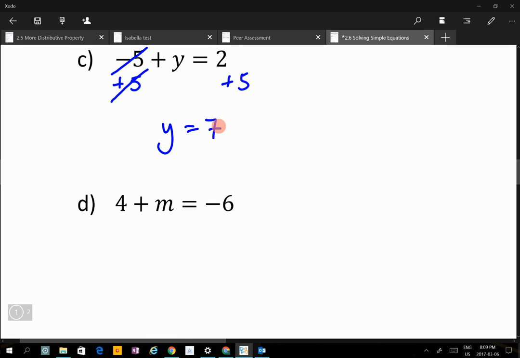Okay, let's look at D. I have m as a variable here. If I want to isolate m on the left side, I should take away 4 from the left side. Whatever I do on the left, I should also do on the right, so I'm going to also take away 4 on the right. So these two cancel each other out, and I have m equals negative 6 take away 4, which is negative 10. And there's my answer.